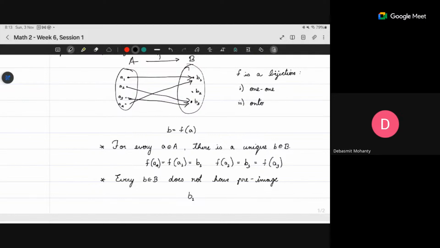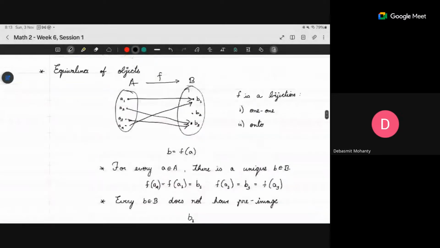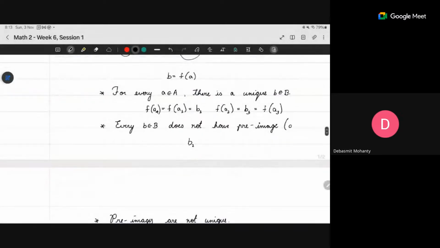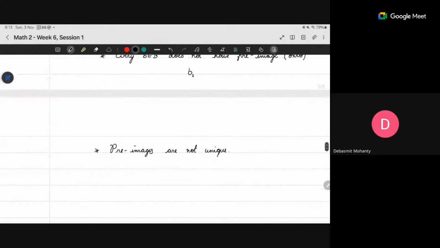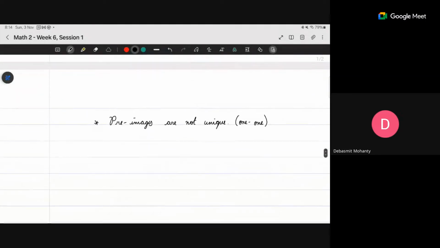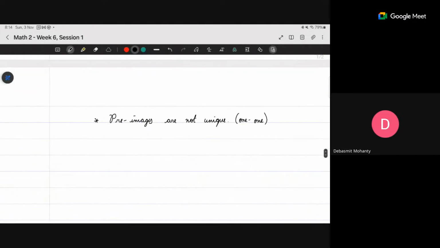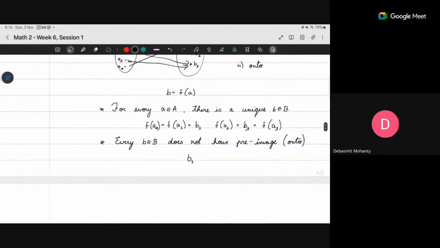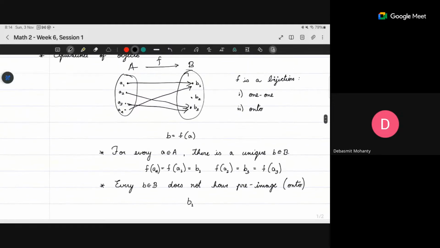And there has to be a way to go to every point of B. And there is no way to get to B2. So in that sense, this is not a bijection and it fails both conditions, one-one and onto. So this thing is called onto or surjectivity. And this thing is called one-one or injectivity. These are the conditions that fail. So if every B has a pre-image, then the function is called onto. And if every pre-image is unique, then it is called one-one. So this is, of course, something you've already seen. I'm just giving this as a revision.